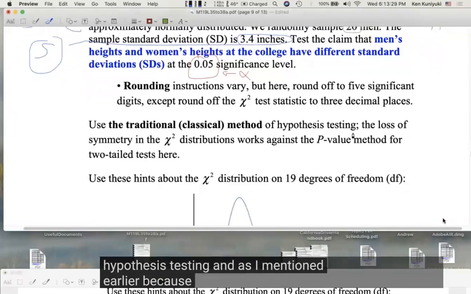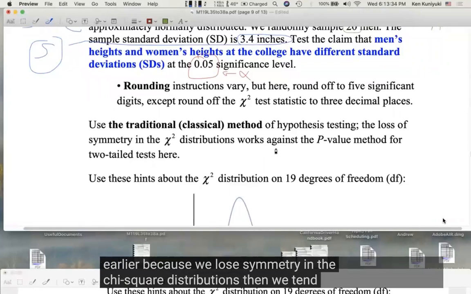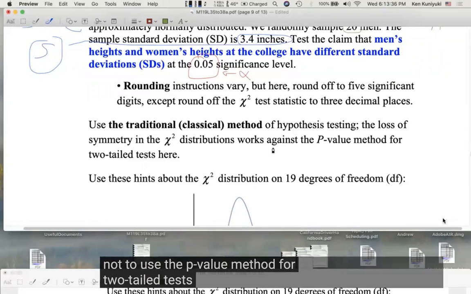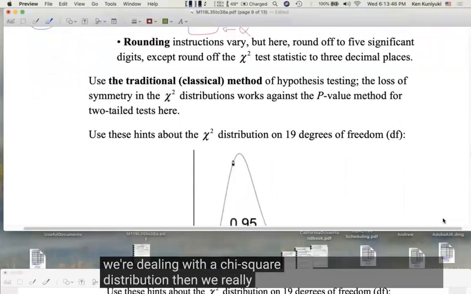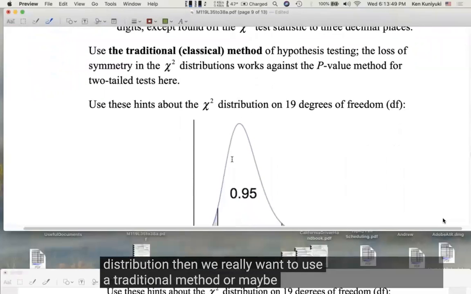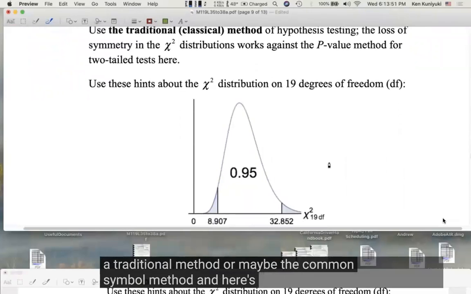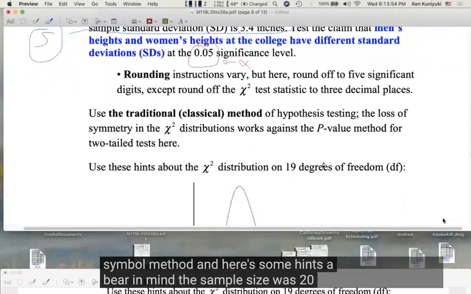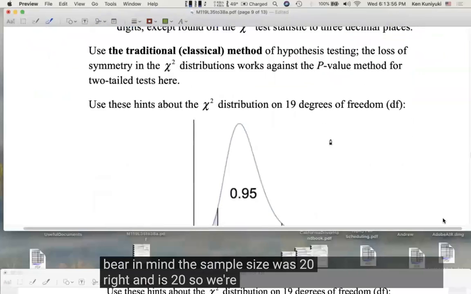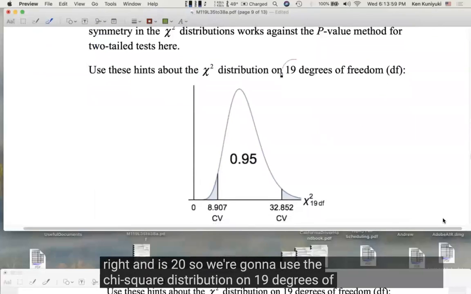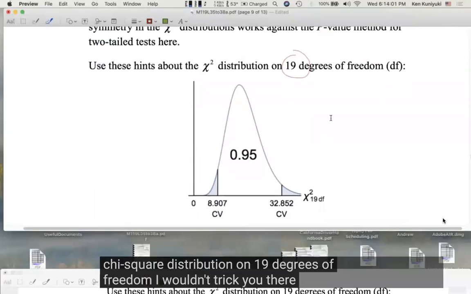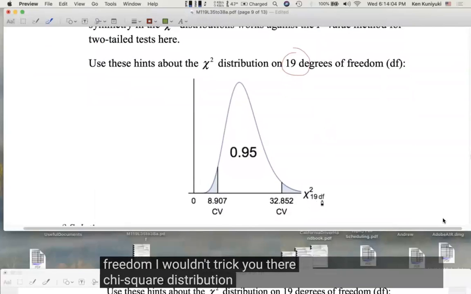And as I mentioned earlier, because we lose symmetry in the chi-square distributions, then we tend not to use the p-value method for two-tailed tests. So I would never give you a two-tailed test in this situation where I tell you to use the p-value if we're dealing with a chi-square distribution. Then we really want to use a traditional method, or maybe the confidence interval method. And here's some hints. Bear in mind, the sample size was 20, right? So we're going to use the chi-square distribution on 19 degrees of freedom. I wouldn't trick you there.